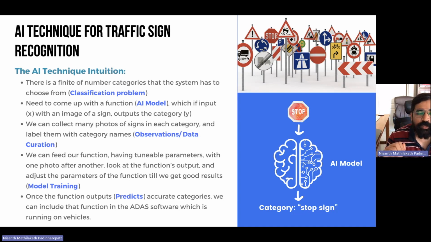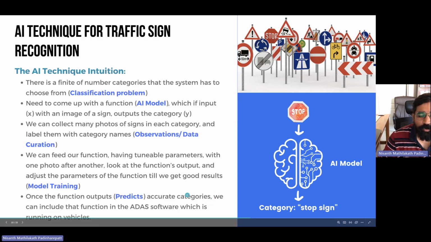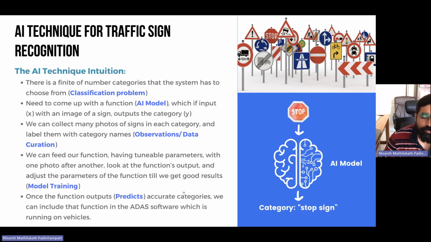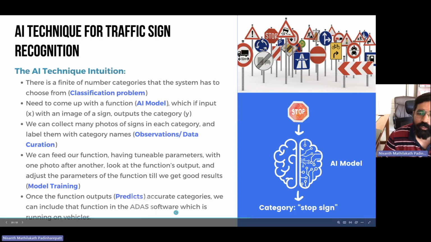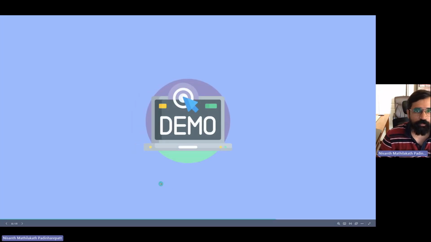Okay, if it has very high accuracy, 99% accuracy and all, we can probably say, okay, we have a very good model, we can maybe productize it. That model is nothing but a function, right? We can write it as a program and we can make it part of the ADAS software running on the vehicle. That is the idea. Okay, now we go to a demo for this.